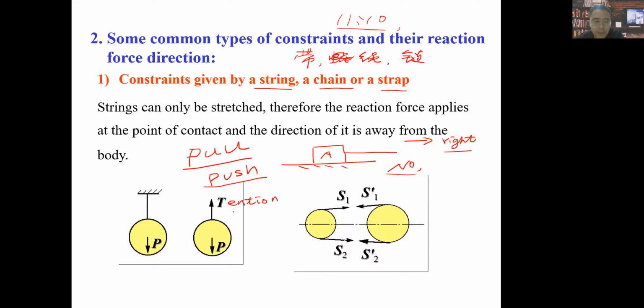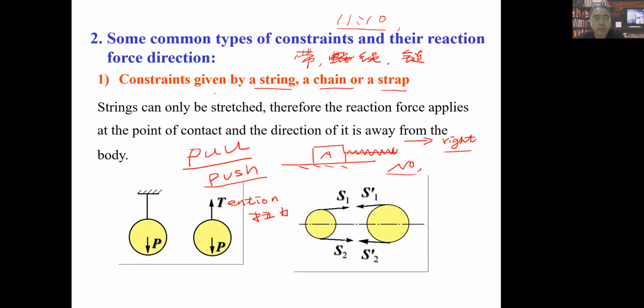In Chinese, we call that 拉力, the force to pull. It never pushes, right? Because if you try to push this one, using a deformable thing, then this rope will be deformed like this. It cannot act a force on this body, and this body cannot be moved. So it can only be tension, it can only have a tension force.